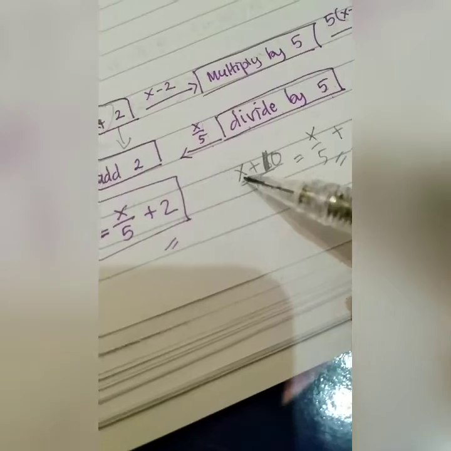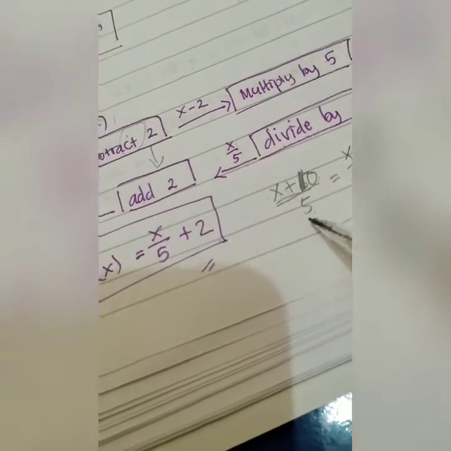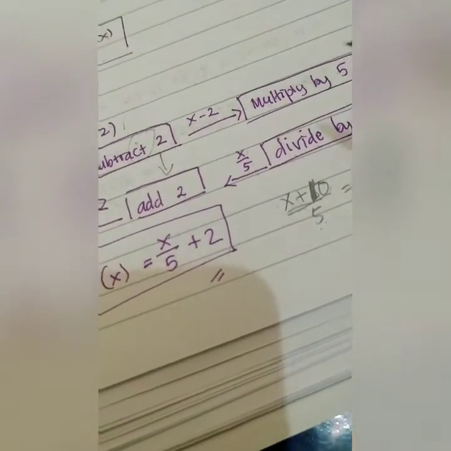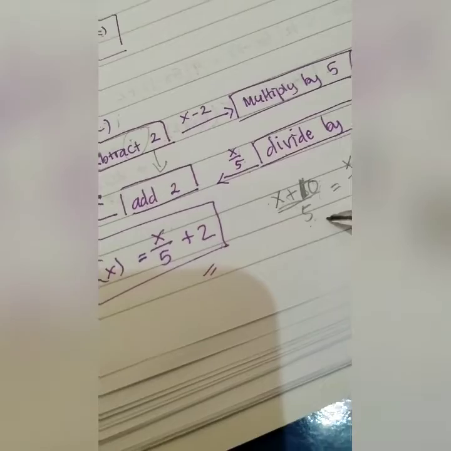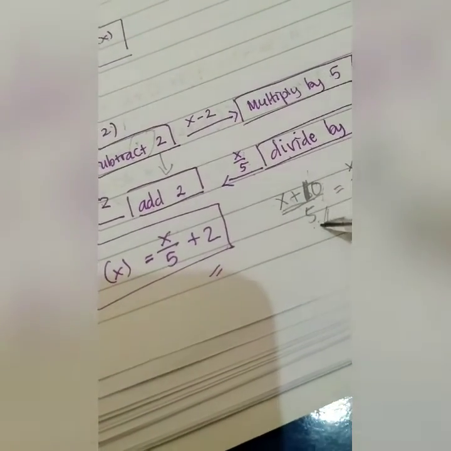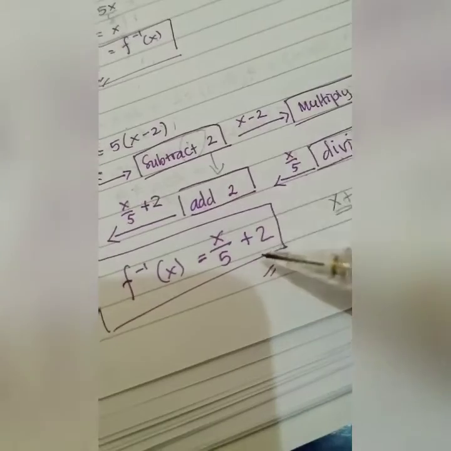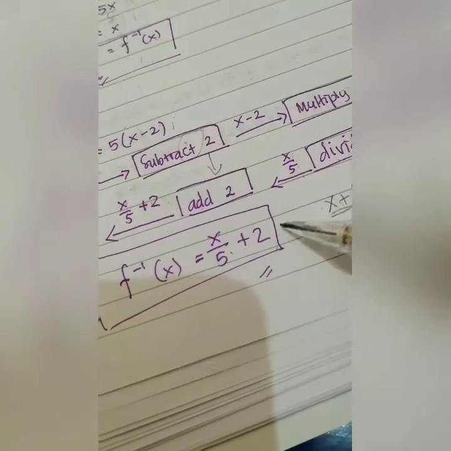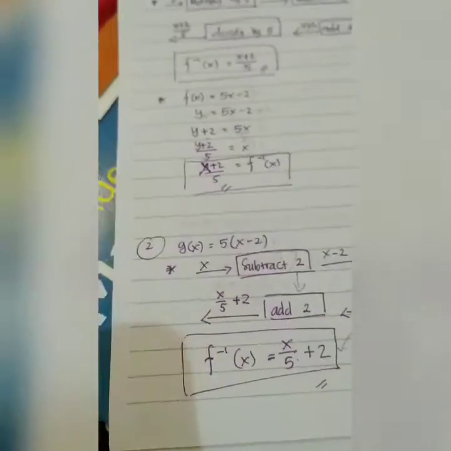If you write x plus 10 over 5, it is actually correct, but it is not the simplest or the final answer, it is like stopping halfway, not yet reaching the end. So the final answer is this one. Okay, remember this.